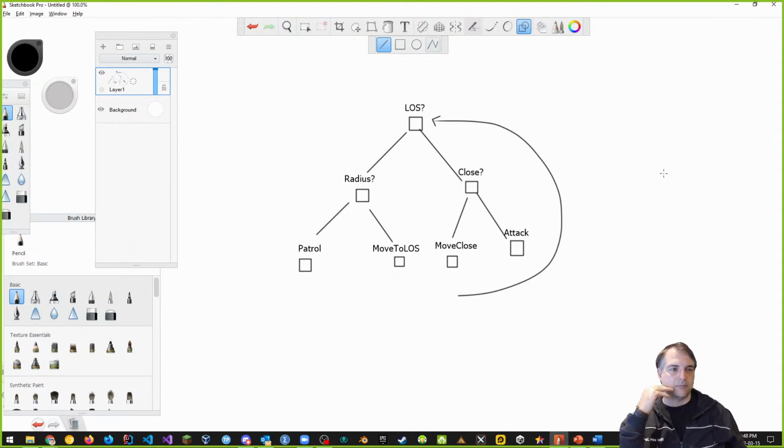Questions around this now. Did I make you change your mind between the state machine and the tree? Do you think the tree is easier now than the state machine? Would you still rather use the state machine? What are your thoughts?